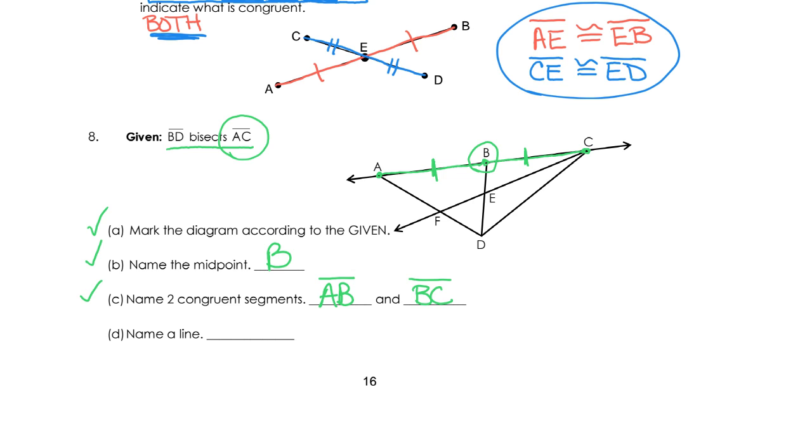Okay. Part D says name a line. When I hear a line, I always think arrows, and I see a line with arrows. And you could pick any two letters on there. You could pick AC, you could pick CA, you could pick BC, you could pick CB, BA. It does not matter. I usually pick the beginning one and the end one. And because they said a line, I put my line symbol over my two letters.